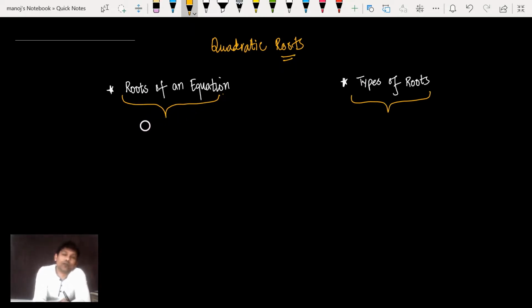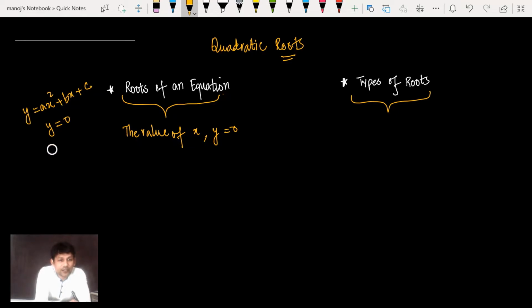Okay, what do you mean by roots of an equation? What do you think about the roots? We are talking about a quadratic equation. We can say the roots are the value of x when y is equal to 0. It's very simple. When we have a general quadratic equation, y equals ax squared plus bx plus c, and you substitute y equal to 0, the results will be your roots. The value of x when y is equal to 0.